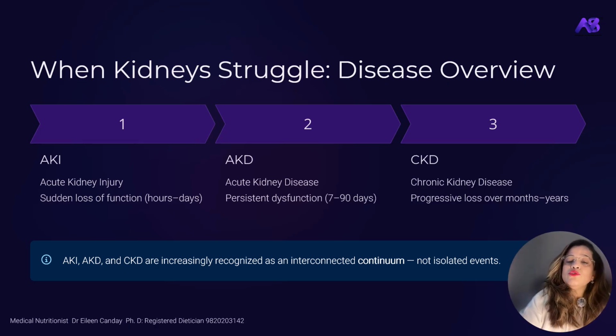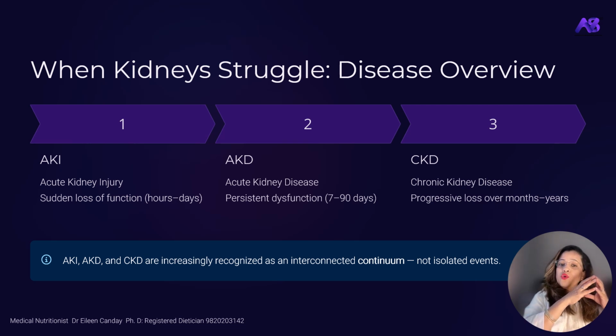When we talk about acute kidney disease, this is the middle ground. The kidneys don't bounce back quickly and the dysfunction persists. It could persist for 1 week or up to 3 months, and this is the gray zone where we are waiting to see if the kidney will recover. Chronic kidney disease is a long game, a progressive decline over months and years, especially in conditions such as diabetes and high blood pressure, which are the typical culprits.